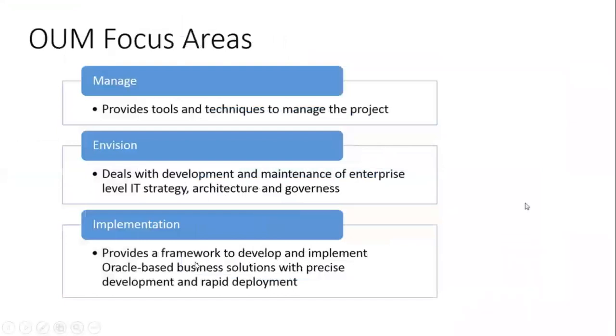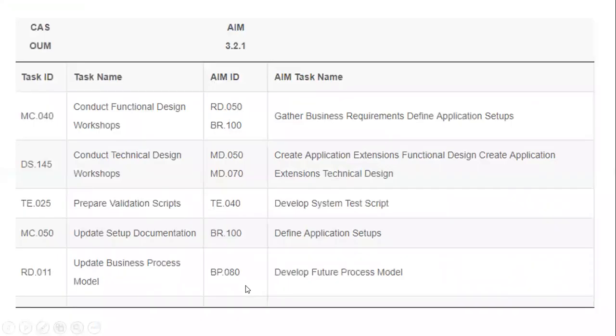The workshop conductions, here it is. So, gather business requirement, define application setups. This is the first point where we are going to gather our requirements from the client. So in AIM methodology, we used to have BR100. Now we have the MC40 document. Then we used to define MD50 and MD70, where we used to have the application functional design document and extensional technical design document.